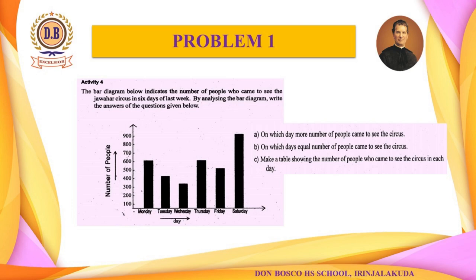Okay, so you have to draw a table and write all the measurements. That is, draw a table and write the days. That is Monday, Tuesday, Wednesday, Thursday, Friday, and Saturday. And against each day, you have to write the number of people came to see circus. Okay, so please draw the table and write the measurements. That is, on Monday 600, yes, on Tuesday 400, and on Wednesday 300, then on Thursday, yes, again 600, on Friday it is 500, and on Saturday it is 900. So draw a table and write all these things.